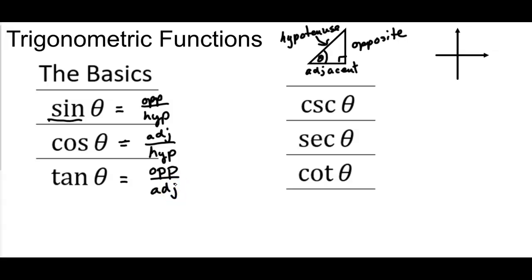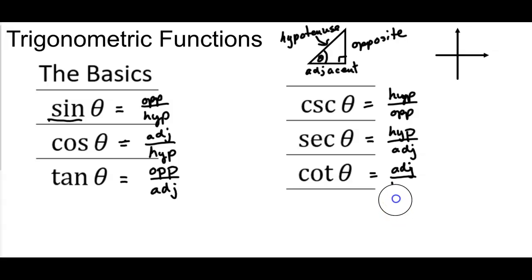Now, those ratios are what we want to remember when we're doing our trigonometry. The other 3 functions have a relationship to the first 3. Cosecant is the reciprocal of sine, and so it's hypotenuse over opposite. And then secant is the reciprocal of cosine, which is hypotenuse over adjacent. And then cotangent is the reciprocal of tangent, which is adjacent over hypotenuse. Or no, oops, adjacent over opposite. There we go.